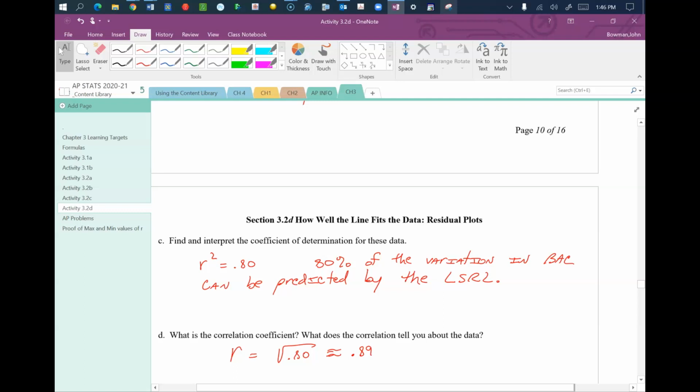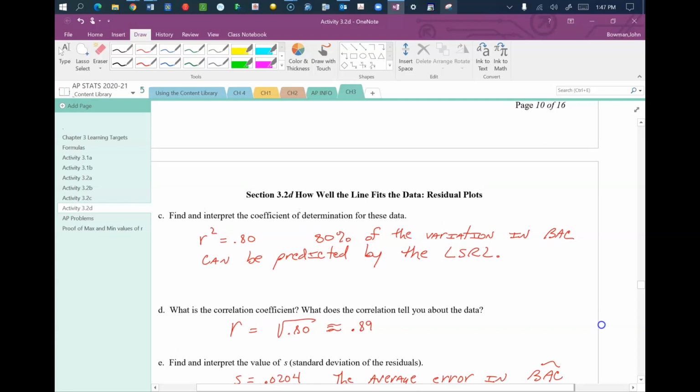So what does this correlation tell us? It tells us that this linear association, and we don't know it's linear by looking at R, we know it's linear by looking at the scatter plot and the residual plot. This linear association is fairly strong and positive.